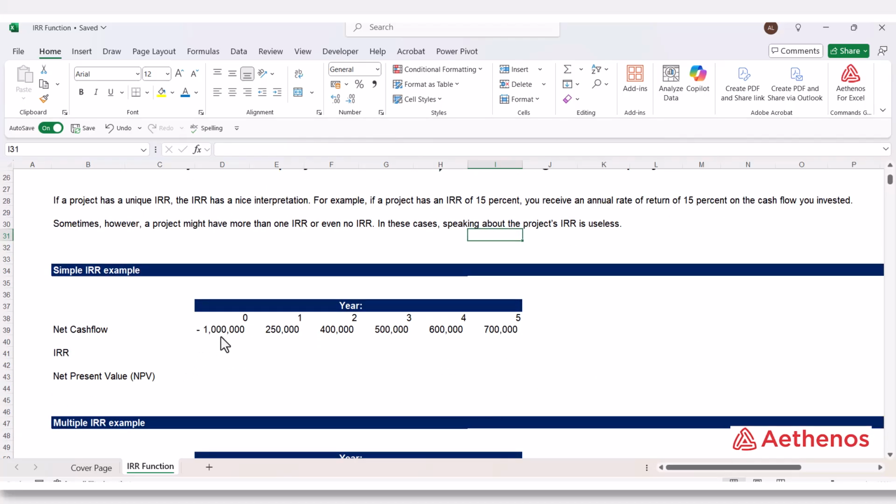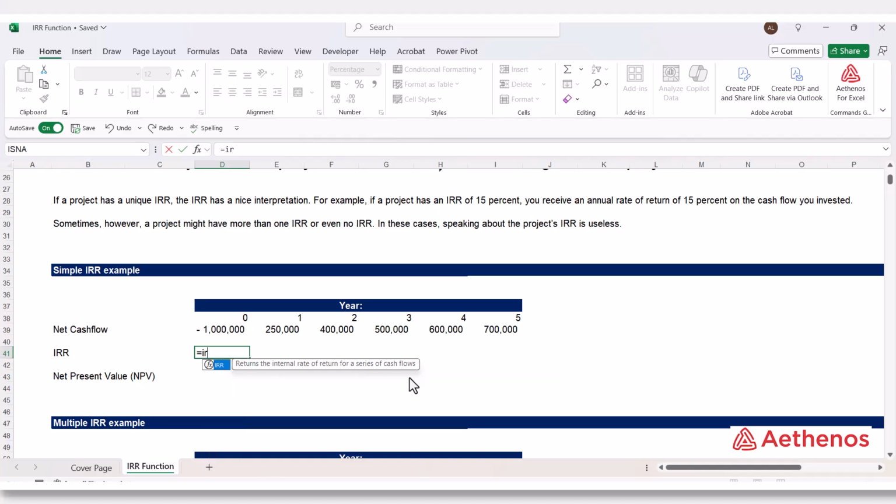So let's look at an example for a simple IRR. We have these cash flows from year 0 to year 5, and we can calculate IRR like this, equals IRR, and we just give the cash flow range starting from the initial investment at time 0, and we get 32% as the internal rate of return.